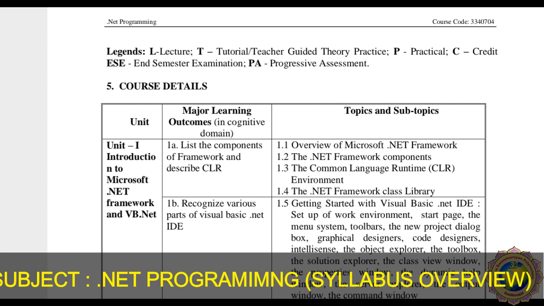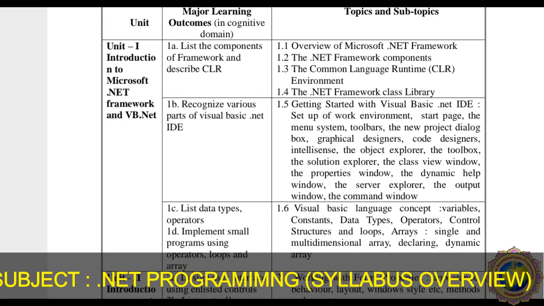So our unit number 1 in .NET programming is the introduction to the Microsoft .NET framework and VB.NET. The major learning outcomes from this chapter are, first, to list the components of the framework and describe the CLR. CLR is one type of component from the .NET framework, and CLR stands for Common Language Runtime. Second is to recognize various parts of the VB.NET IDE. IDE is our integrated development environment.